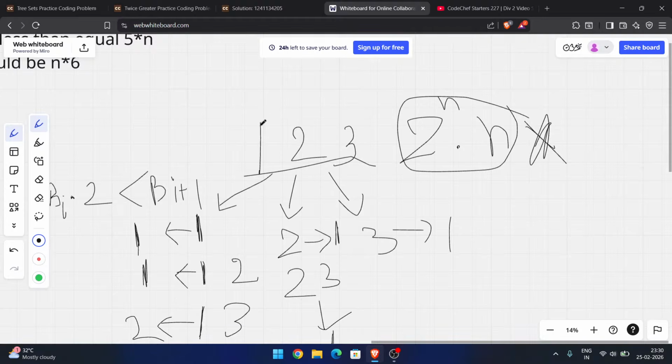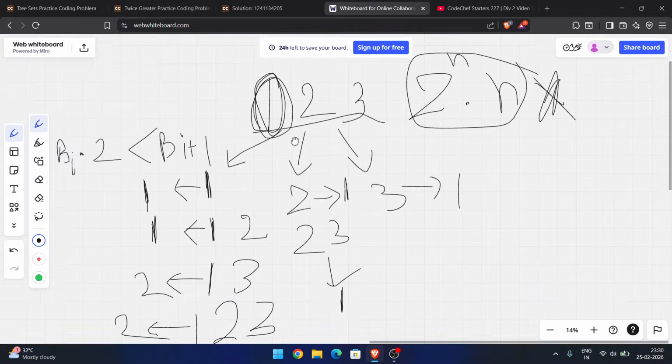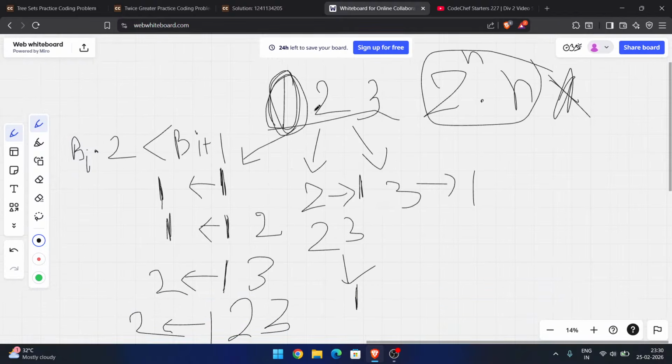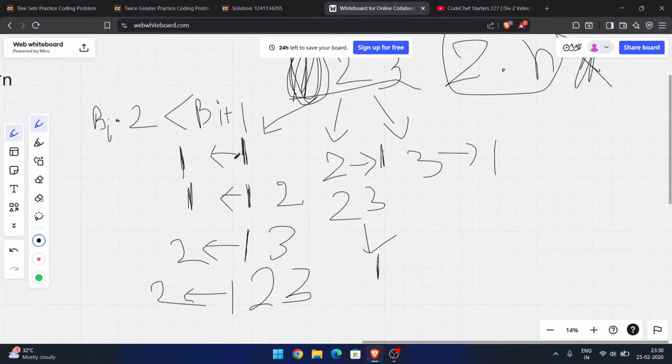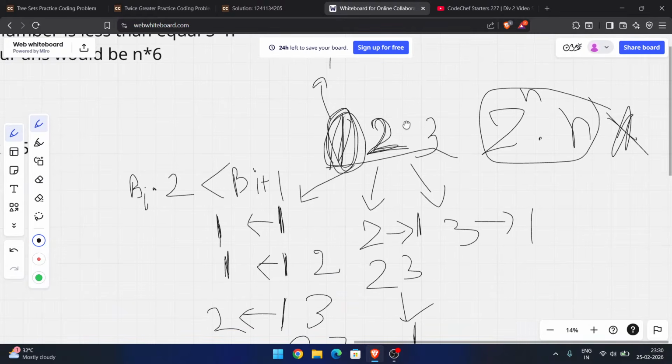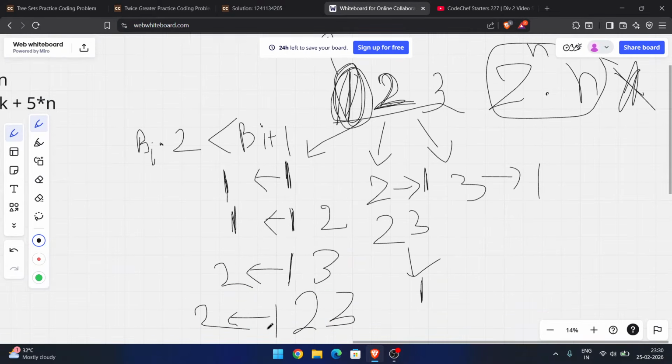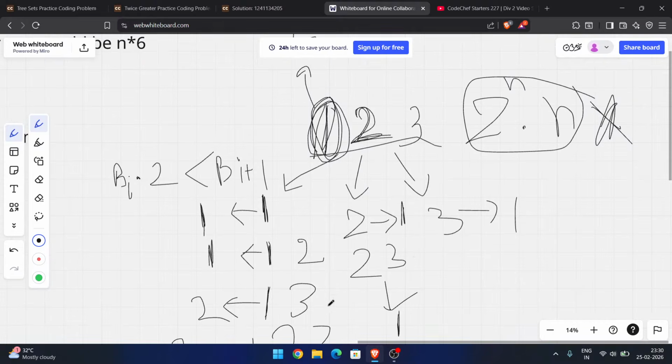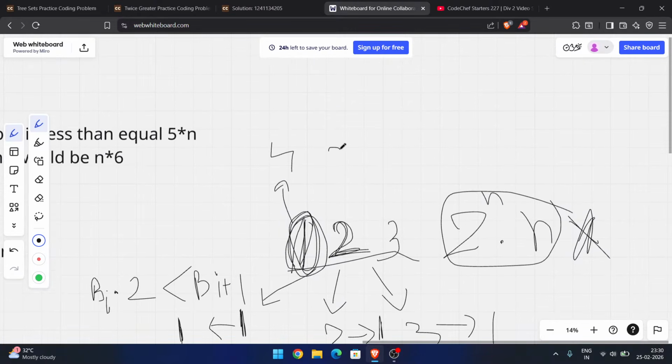Let me say, what if I count individually? By this I mean, if I count this one, how many times this one would be considered in our answer? If 1 is considered here 1 time, 2 time, 3 time, 4 time, so the answer for this one would be 4. Now how many times is this 2 considered in the answer? That would be just 1 time and 2 time. Okay, so it would be 2.